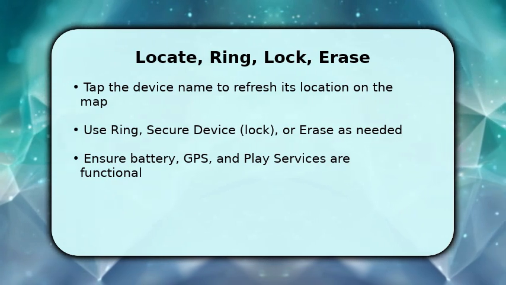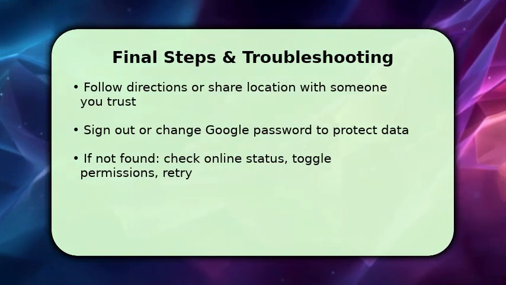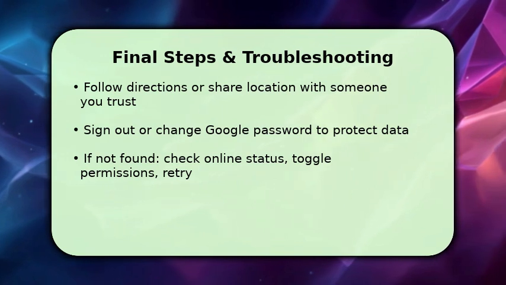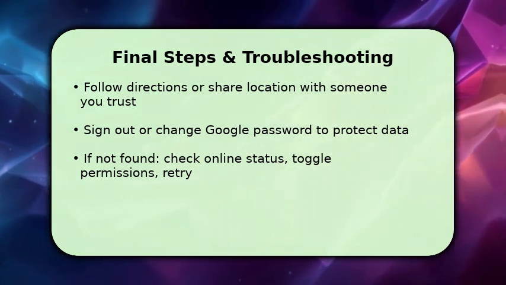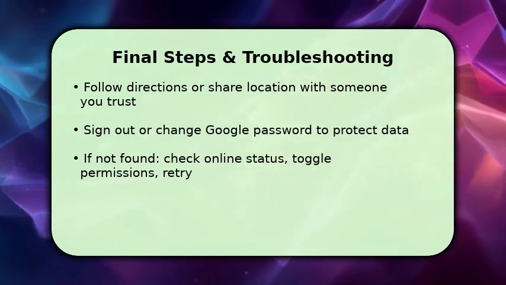Once you have a location, follow the map directions or share the PIN with someone who can safely retrieve the phone. Do not confront a suspect. After recovery, unlock, verify settings, and consider changing your Google password to remove unauthorized access.